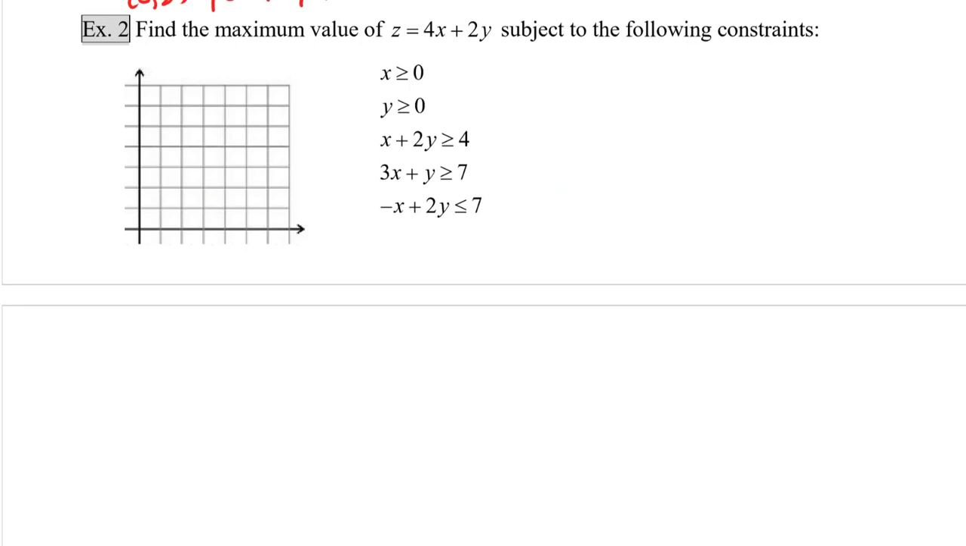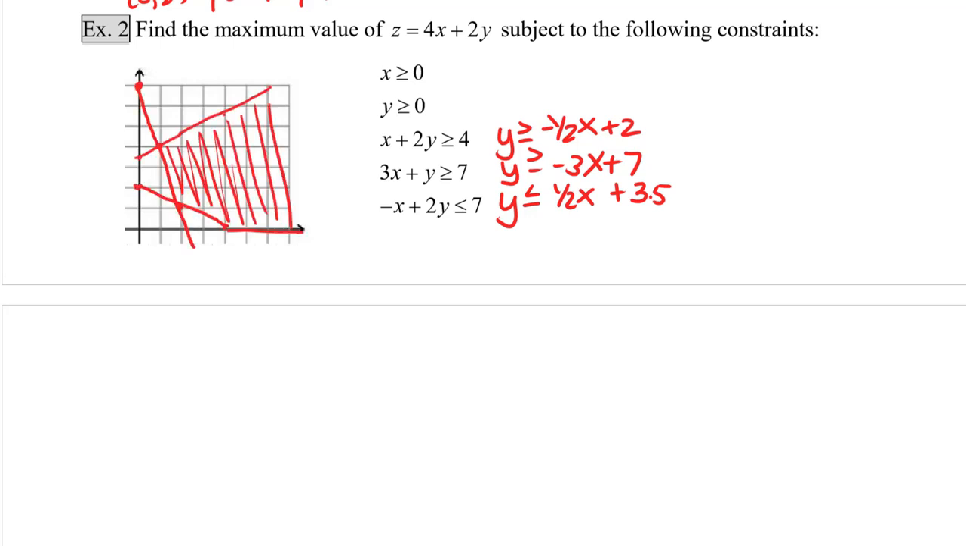Example 2. Find the maximum value of z equals 4x plus 2y subject to the following constraints. Again, we'll start by sketching the feasible region. Before we can do that, we want to solve all these inequalities for y. So this becomes y has to be greater than or equal to negative 1/2 x plus 2. This becomes y is greater than or equal to negative 3x plus 7. And this is y is less than or equal to 1/2 x plus 3.5. So I'll go ahead and graph those for you.